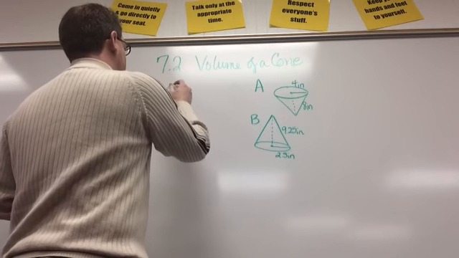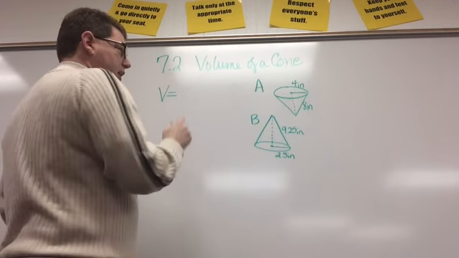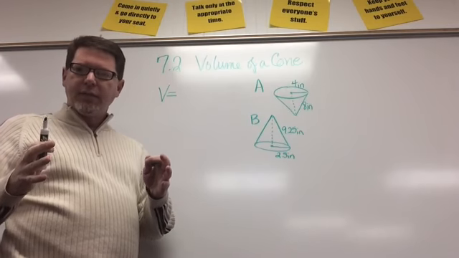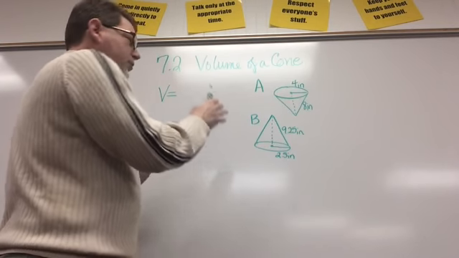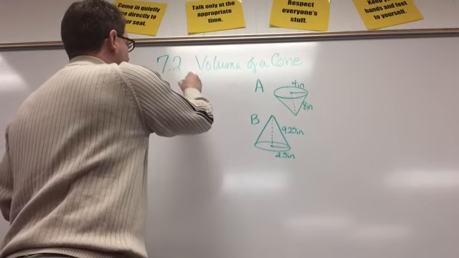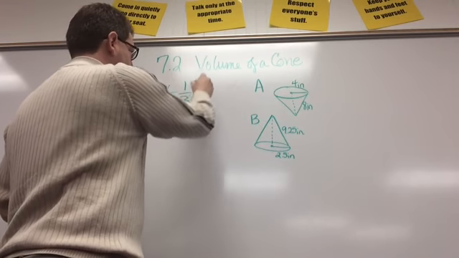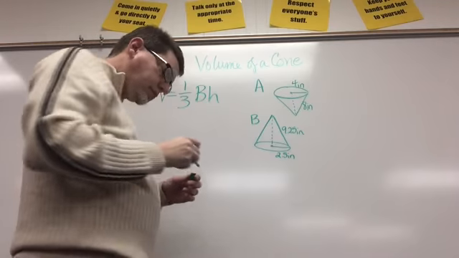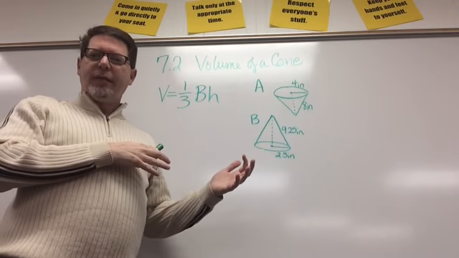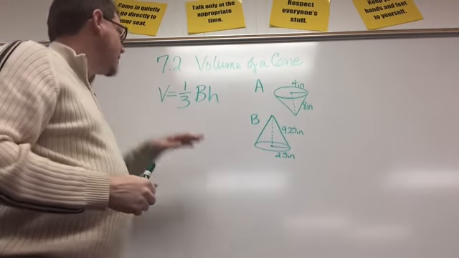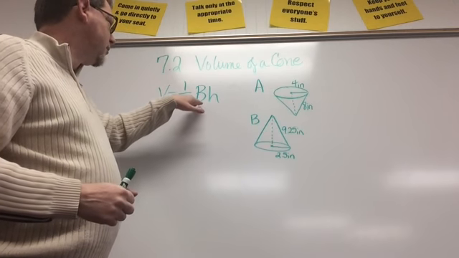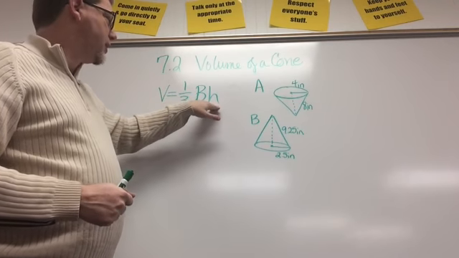So we know that the volume is something about the area of the base times the height, but because it's a cone, we always start with 1/3 BH. And we'll talk about what that 1/3 is all about in class. Okay, so the formula is 1/3 capital B, which is the area of the base, times the height.